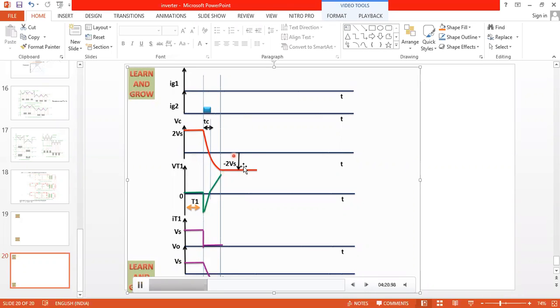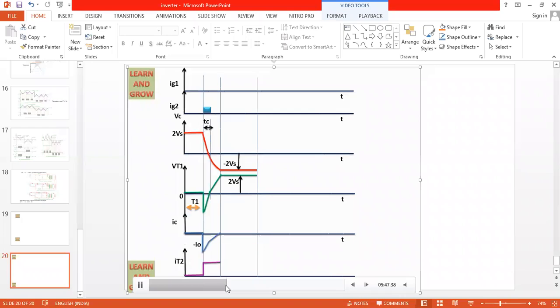Yes, as I mentioned, minus 2 Vs. It recharges to the minus 2 Vs. Okay. So now you can see it is positive and negative. It is almost equal to the AC. Now we'll continue the explanation. So no need of this VT1 graph, only Ig1, Ig2, the capacitor voltage 2 Vs, and V0, that is Vs. V0 equal to Vs. So today only this topic, the parallel inverter, will be taken.